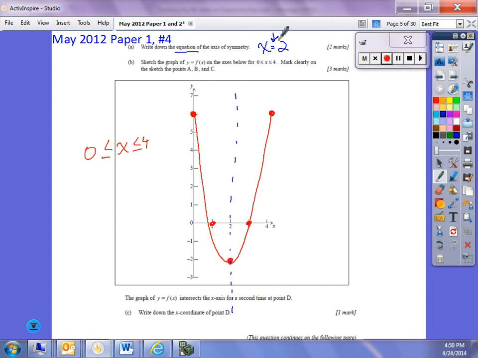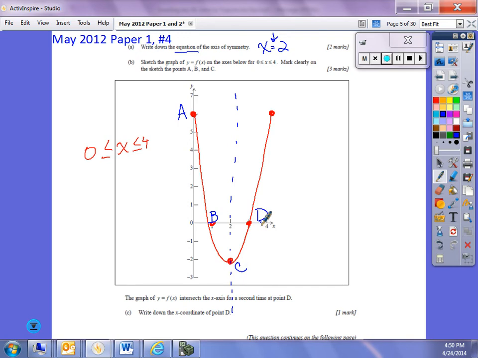We've graphed the line, and it says to mark clearly points A, B, and C, so I think I better go back and label those. There's point A. Point B was the x-axis intercept, and point C is the vertex. I'm going to label those on my graph. And then in part C, it says write down the x-coordinate of point D. And D is the second place that the function intersects with the x-axis.